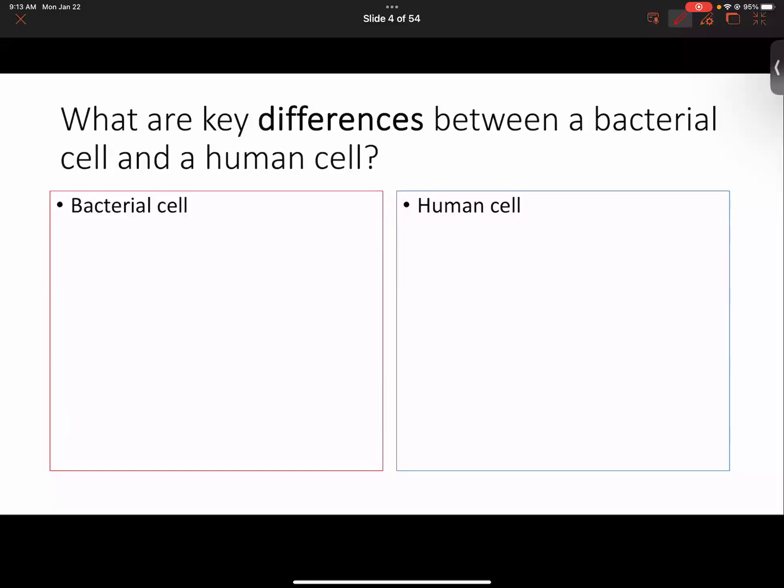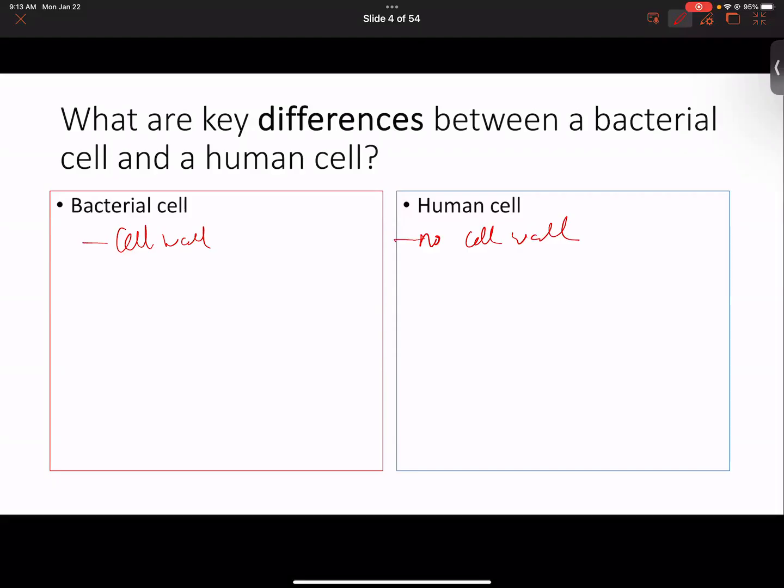But I'm just kind of curious then, if we put cell wall here, no cell wall, what are some other differences then that exist between a human cell and a bacterial cell? And when we ask these questions, really what I'm trying to do is get you to think about how can we target bacteria with small molecules to treat infections.